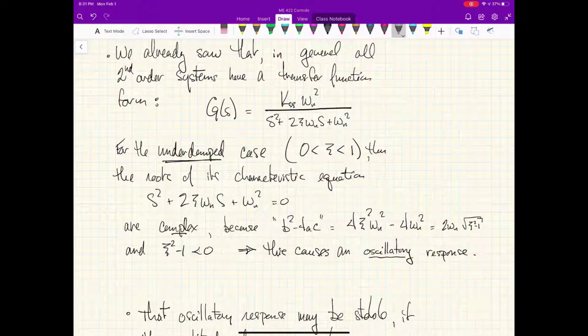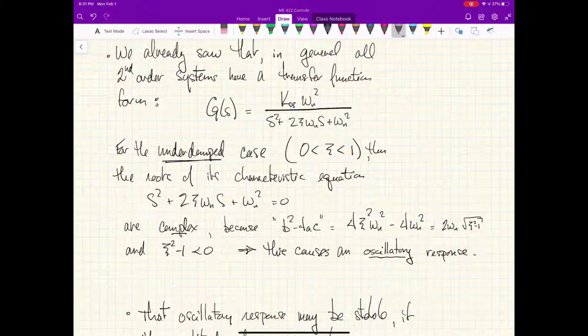And its characteristic equation, which we've defined in a previous class, is the denominator of G(s), and I'll repeat this a little bit later. The denominator of G(s) set equal to 0, so that means s squared plus 2 zeta omega n s plus omega n squared is equal to 0, which of course is a quadratic equation in s. And in the case where zeta is between 0 and 1, the roots of that quadratic equation are going to be complex numbers, so they'll have an imaginary component.